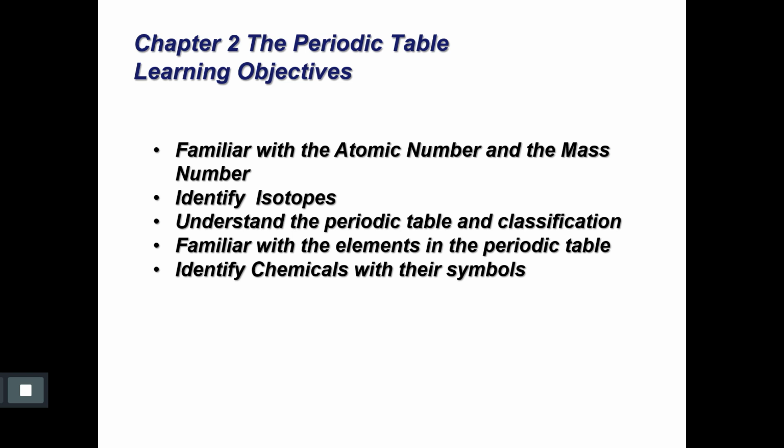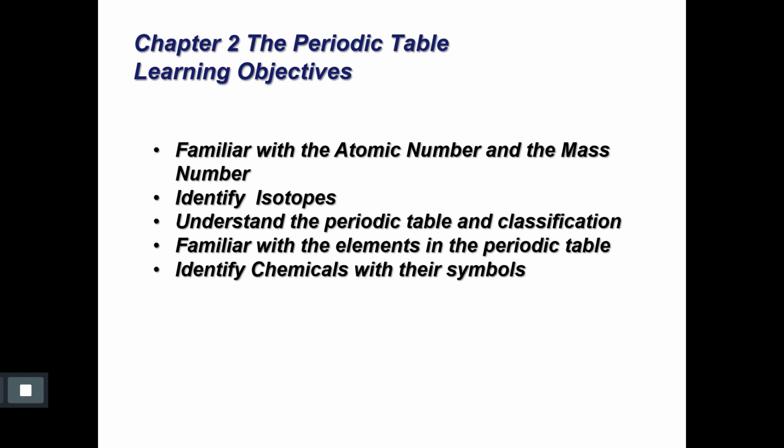These are the learning objectives. In other words, when you finish this section, you should know what the atomic number is and what the mass number is. You need to know what isotopes are and how to identify them. The next thing, we are moving to the periodic table. You need to identify and understand the periodic table.